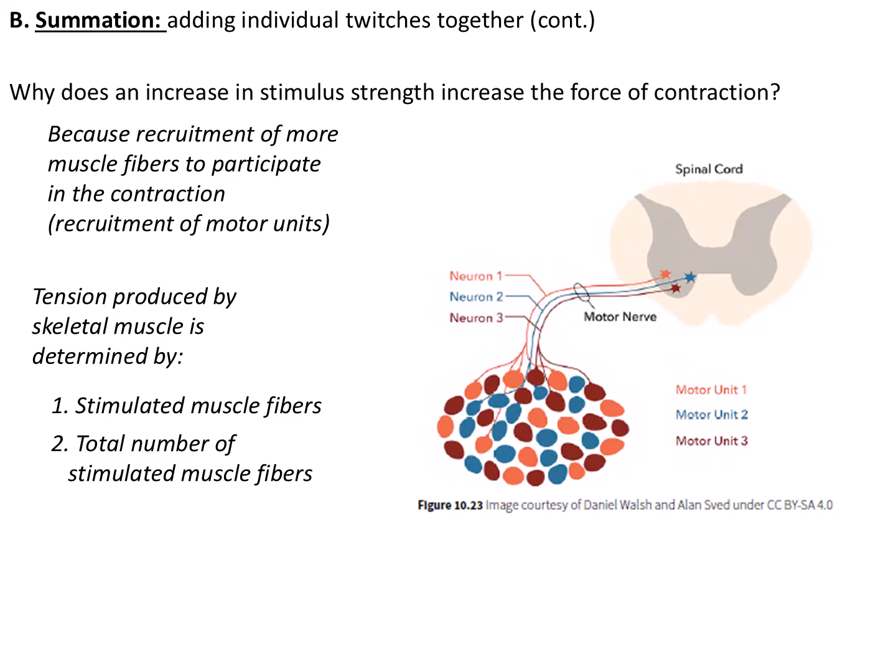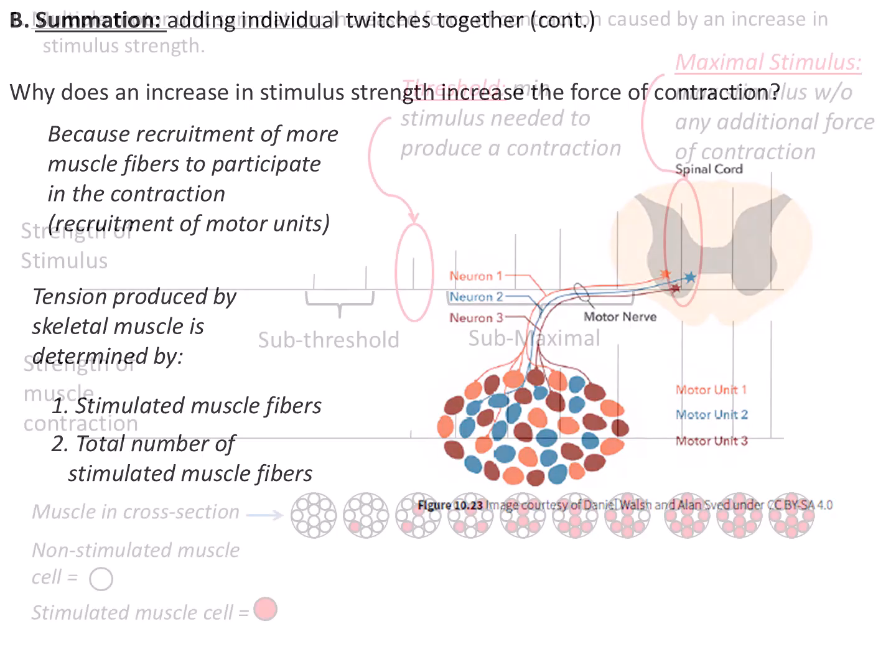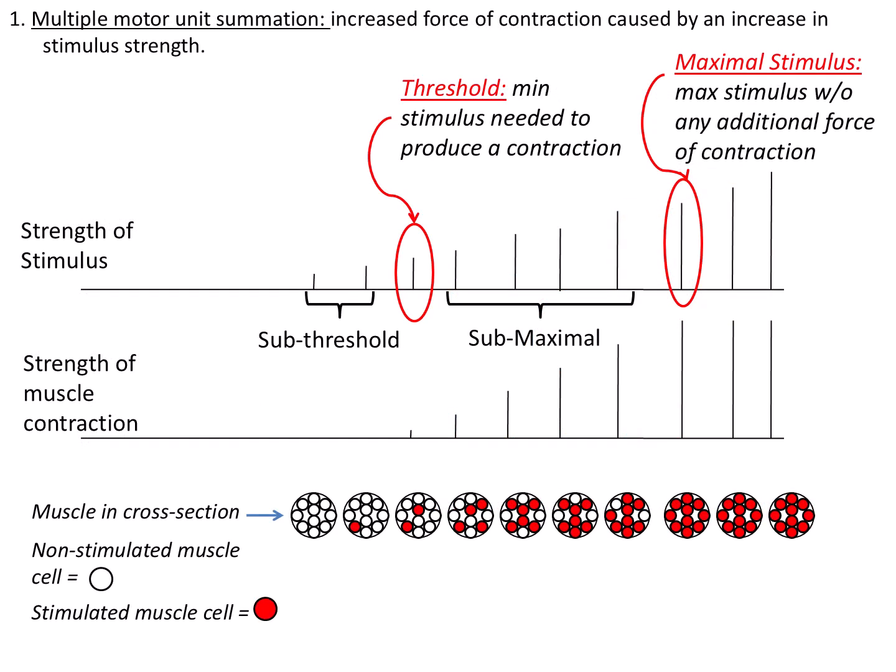Remember, your muscles are made of multiple different motor units, and so the neurons stimulate various muscle fibers. As the number of muscle fibers contracting increases, so does the tension produced by the muscle. Now let's apply this idea of motor unit recruitment to the graph. This represents a muscle in cross-section. The white circles represent non-stimulated muscle cells, and the red circles represent stimulated muscle cells. When the first stimulus is applied and there is no contraction, this indicates that the stimulus is not strong enough to activate any of the muscle cells in that group.